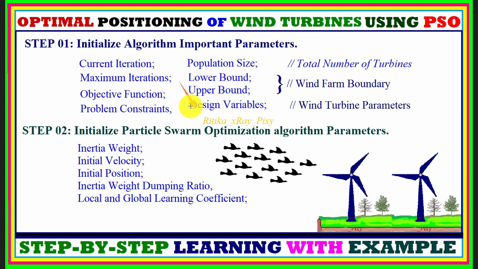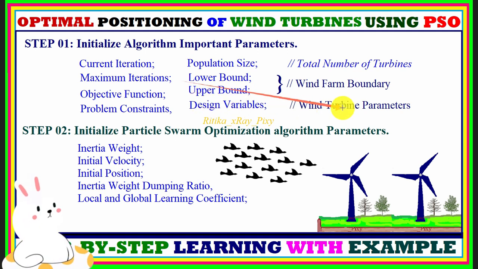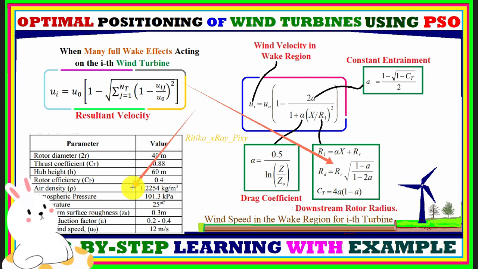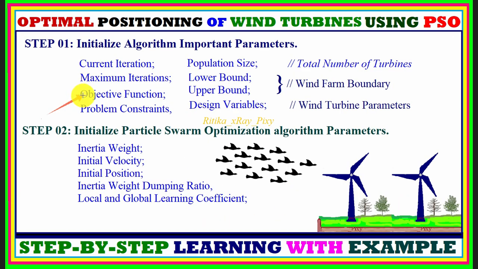And we have the design variables like wind turbine parameters, as you can see here, and the objective function, that is the cost function, problem constraints, current iteration, and maximum iterations. Next we will initialize the optimization algorithm parameters.